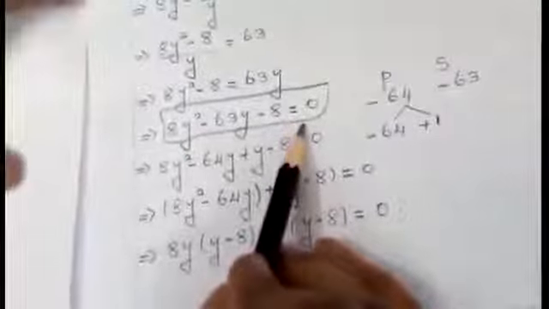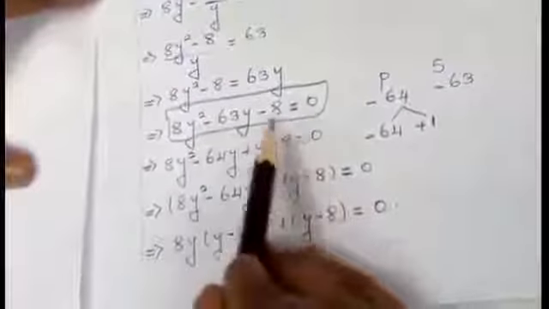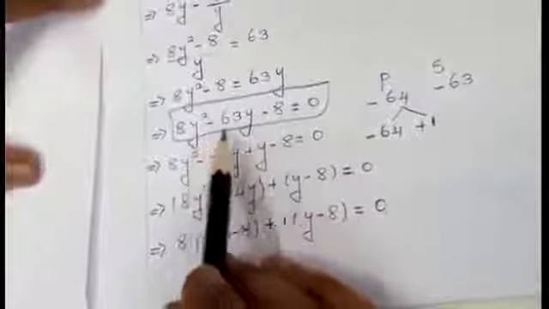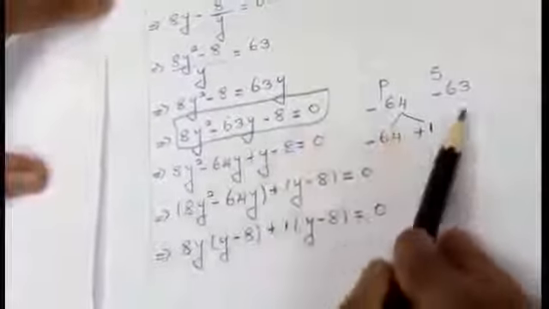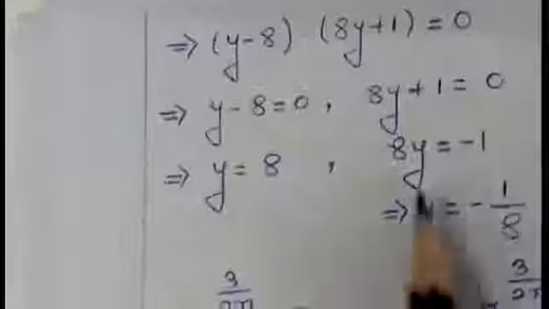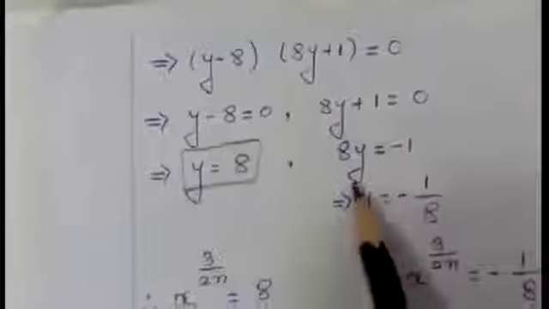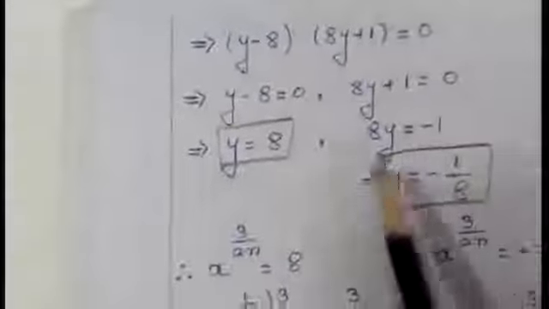Again I am repeating, this is a quadratic equation. You can do it using the quadratic formula or the product sum method. It is up to you, but you have to do the calculation in a correct way. That's all. I am using the product sum calculation. After calculating, I am getting the answer as y equal to 8, y equal to minus 1 by 8, students.